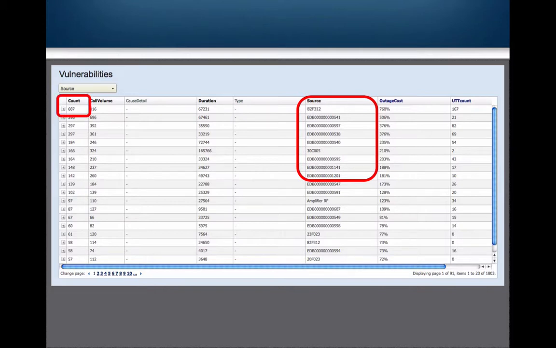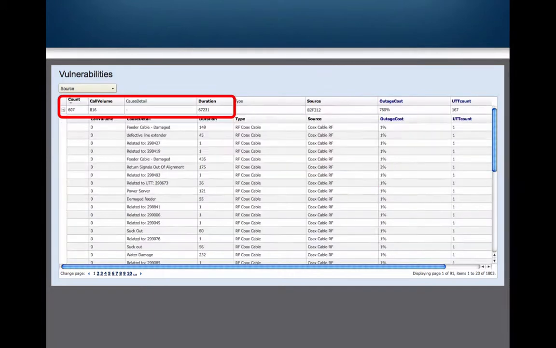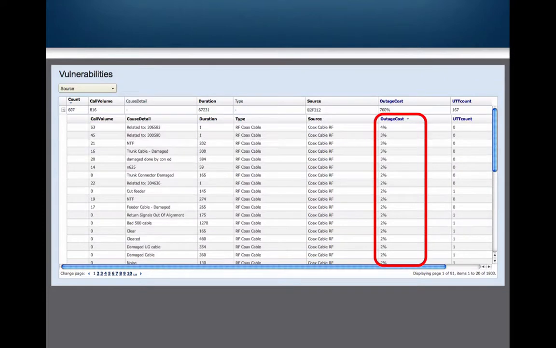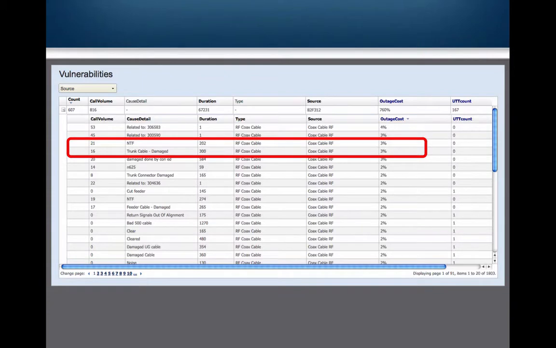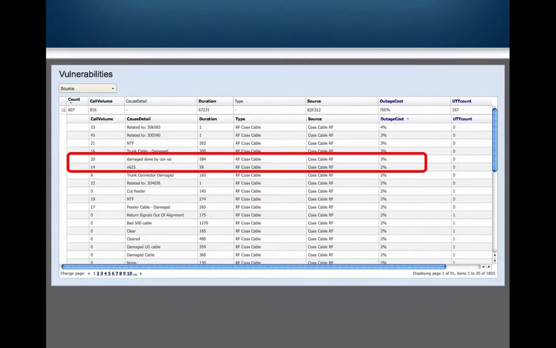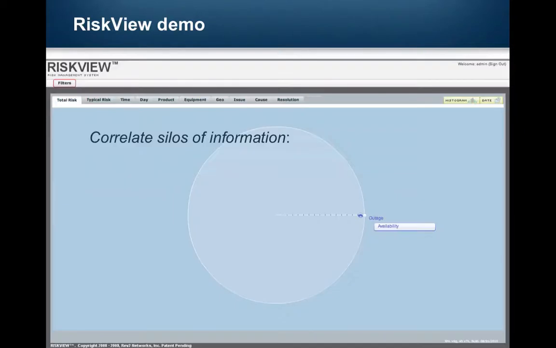By drilling down on the count, we can obtain more granularity on the source of the problems. This shows the breakdown of each call and the call's duration. When we rank these by outage cost, we can identify the cause detail for the calls that represent the greatest financial risk. While the reputational risk was causing the most pain to subscribers, this risk is costing the most money, the most material financial risk.